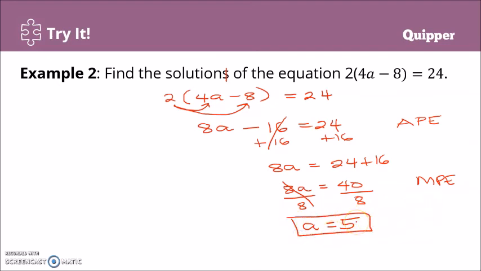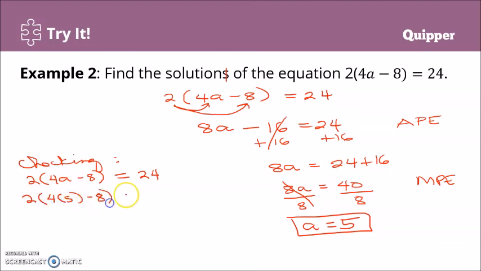Now let's see if our answer is correct. So we do the checking. So dito ko na lang ilalagay ang checking natin. Let's check. Let's go back to the original equation. We have 2 times 4a minus 8 equals 24. Is it really 24 when a equals 5? Let's do the substitution. So that's 2 times 4 times 5 minus 8. Is it really equal to 24?